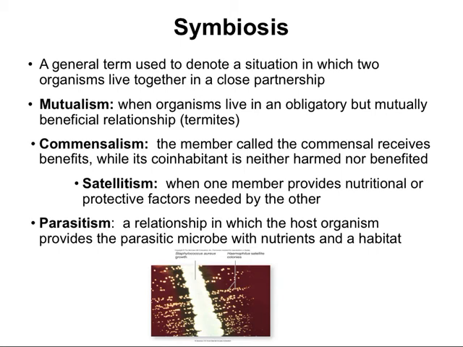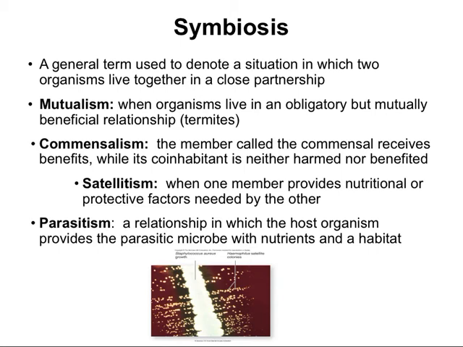It's only because of the bacterial enzymes that the termite or the protozoan can get any nutrition from the wood that the termite's eating. That's a pretty neat and complex mutualistic symbiotic relationship. Now, when one member gets a slight advantage over the other, while the other member is neither harmed nor benefited, this is called commensalism, a commensalistic relationship.